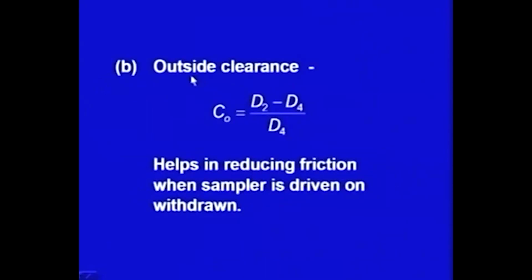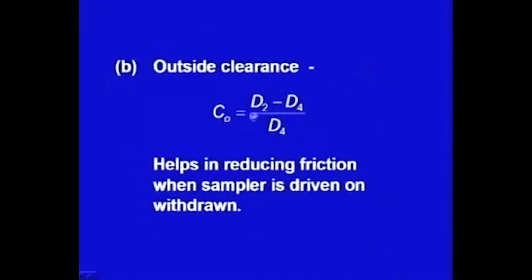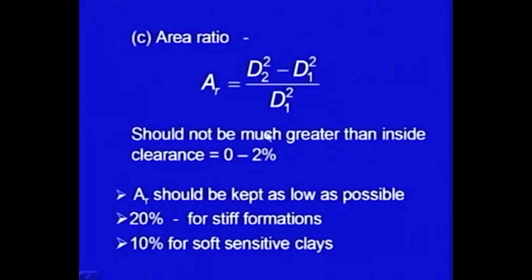Another term is defined as outside clearance, CO. It is defined as (D2 minus D4) upon D4. This outside clearance helps in reducing the friction when the sampler is driven in or withdrawn. This is the D2 diameter and this is the D4 diameter. This ratio defines how much friction there is when the sample is being taken or being withdrawn.